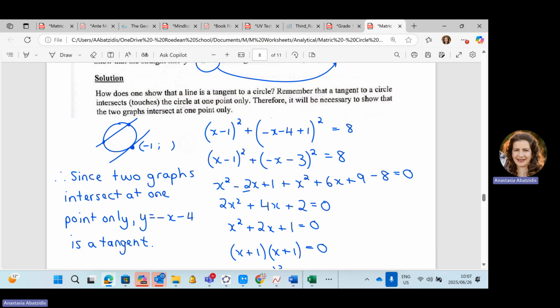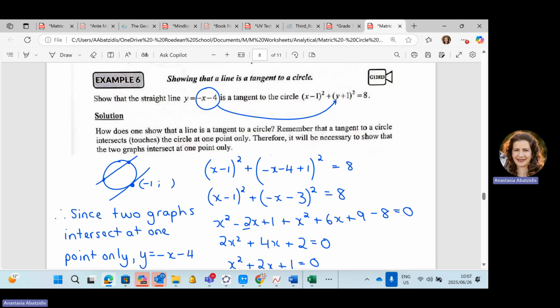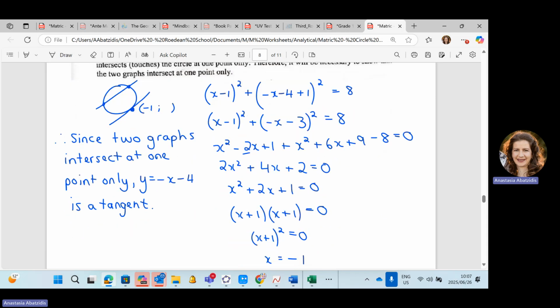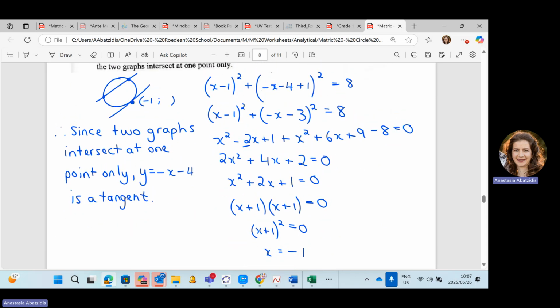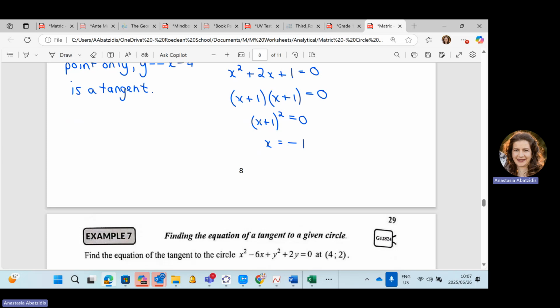I substituted this into y's place. Oh, I see. Okay, so it's like I'm solving simultaneously, essentially. Yeah. So I substituted minus x minus 4 into y's place, solved for x, got only one answer for x, meaning that the graph is a tangent because it only touches the circle at 1 point. Okay.